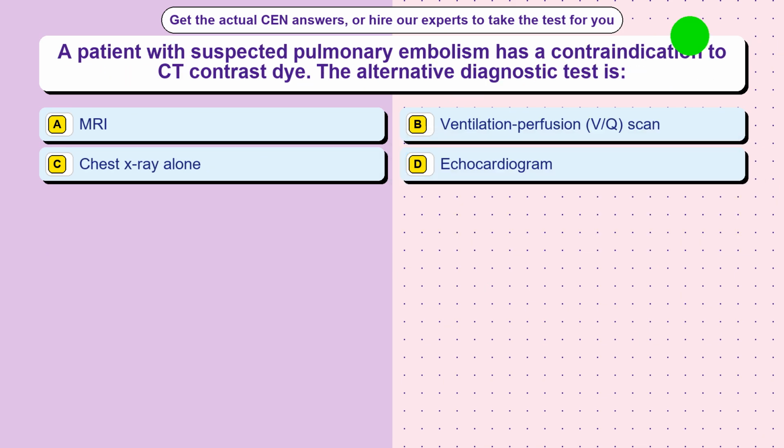Question 5. A patient with suspected pulmonary embolism has a contraindication to CT contrast dye. The alternative diagnostic test is Option A, MRI. Option B, ventilation perfusion, V/Q, scan. Option C, chest X-ray alone. Option D, echocardiogram.